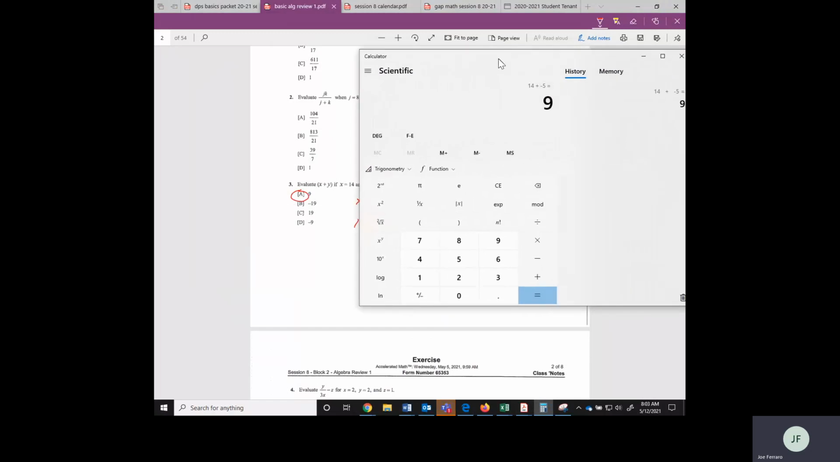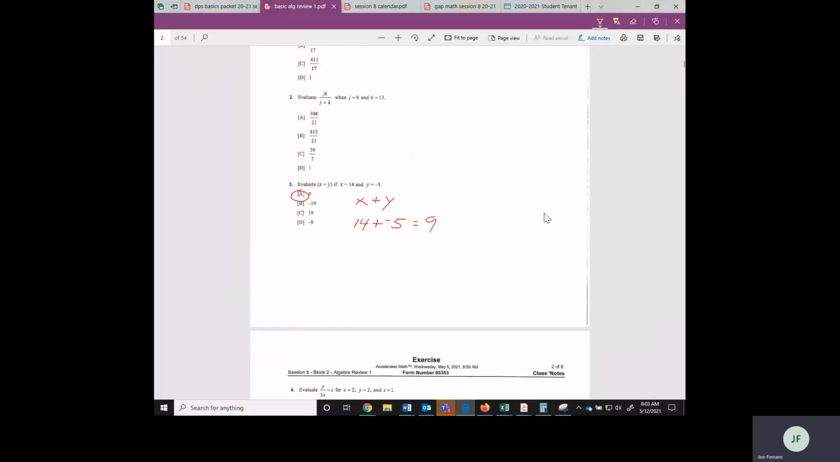If you have questions on how to use your calculator for this stuff, let me know. I can help you out. But that's generally how calculators would do your negatives. You'd hit the number and then hit the negative sign to put that in front.